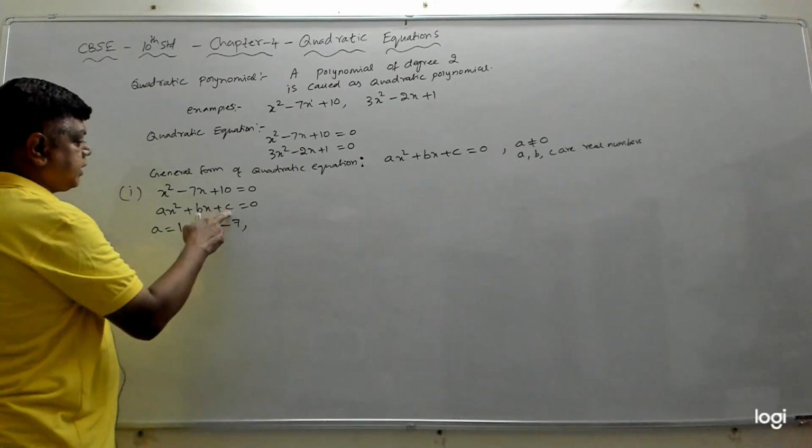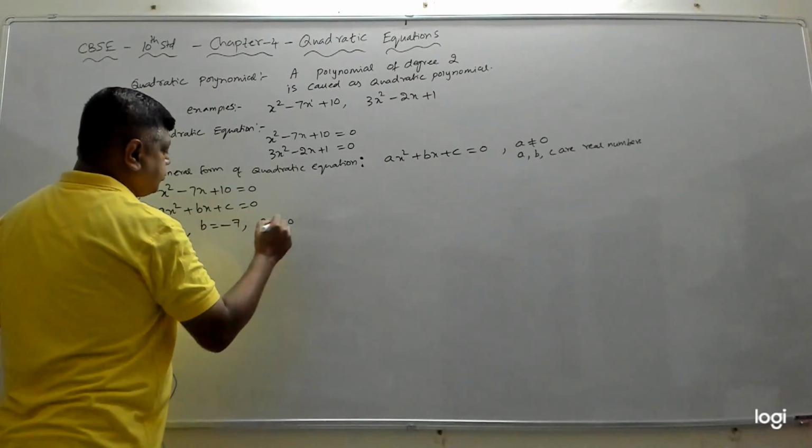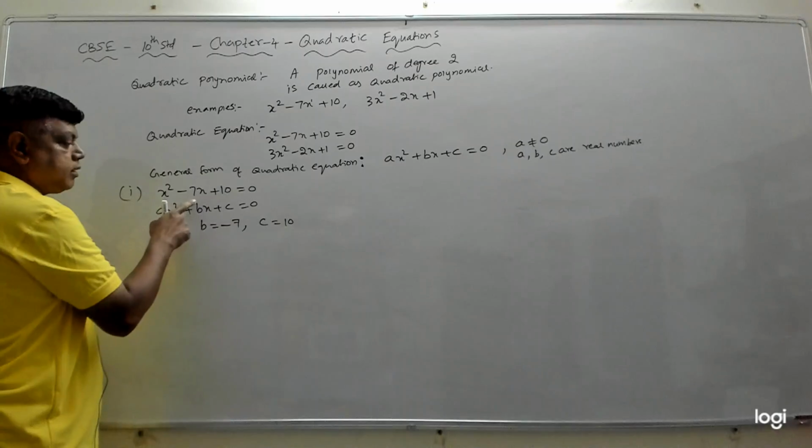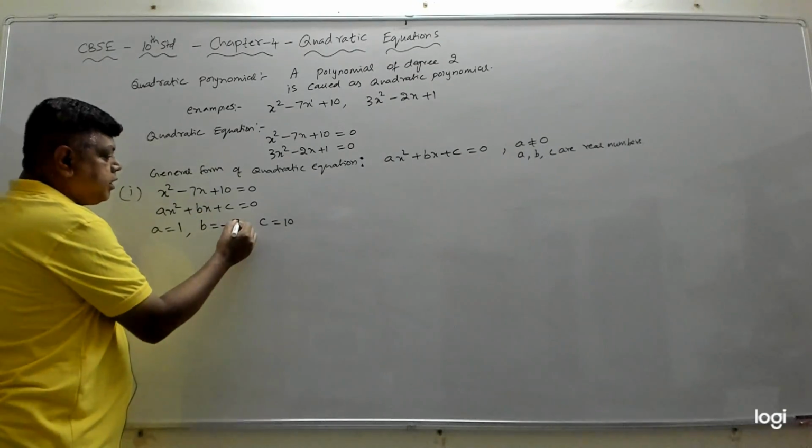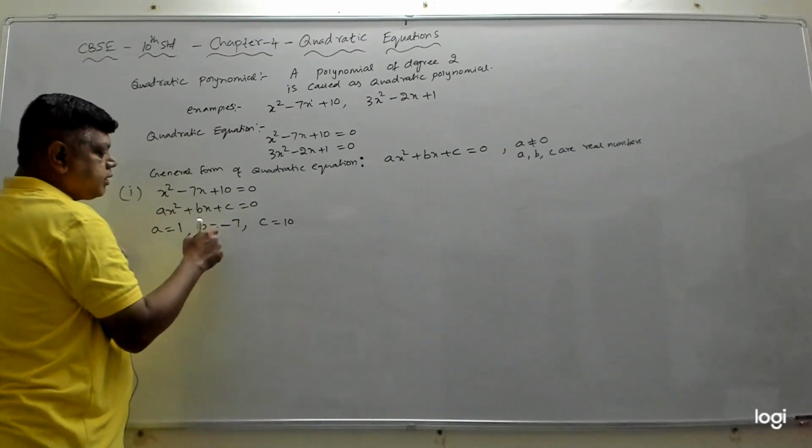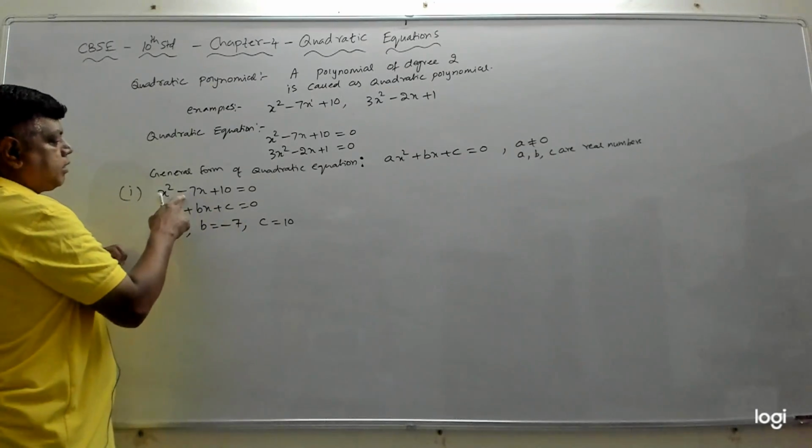Fine. Now what is C? C is 10. Right? So don't think B is 7. Many students do that. B should be written along with the sign. B is minus 7. Don't say 7.